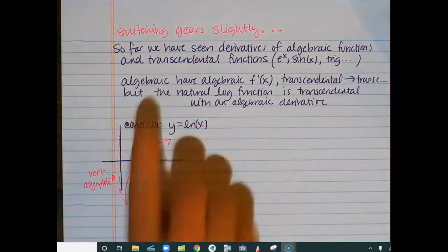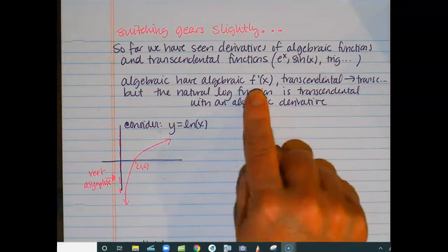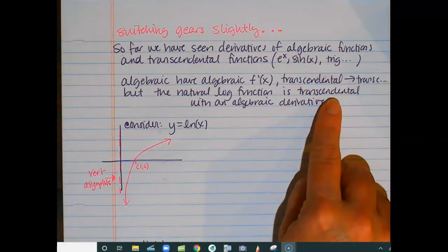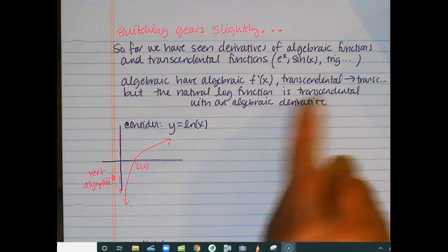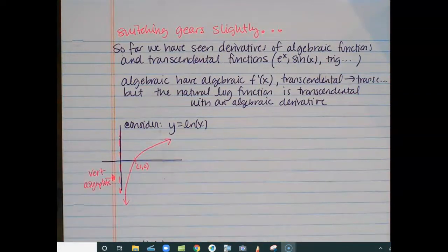So normally, algebraic functions have algebraic derivatives. Transcendental functions have transcendental derivatives. But the natural log function is different. It is transcendental, meaning it's not a polynomial algebraic function, but it has an algebraic derivative. So it's a combination of the two. So they've saved this for the chain rule chapter. So let's look at, we don't know the derivative for natural log yet.